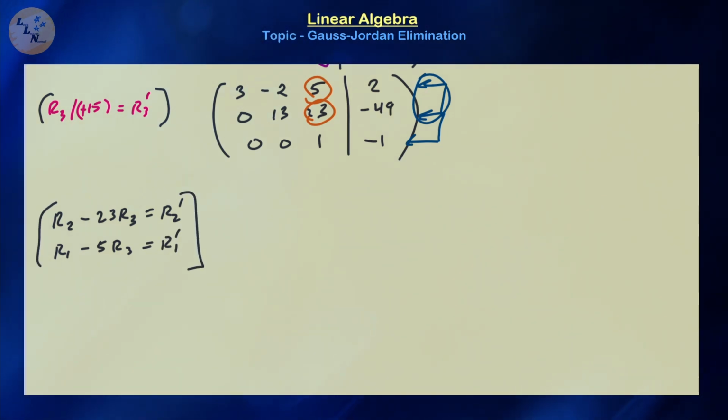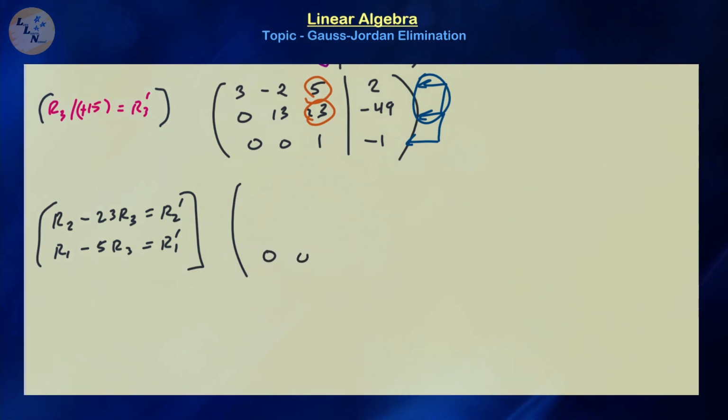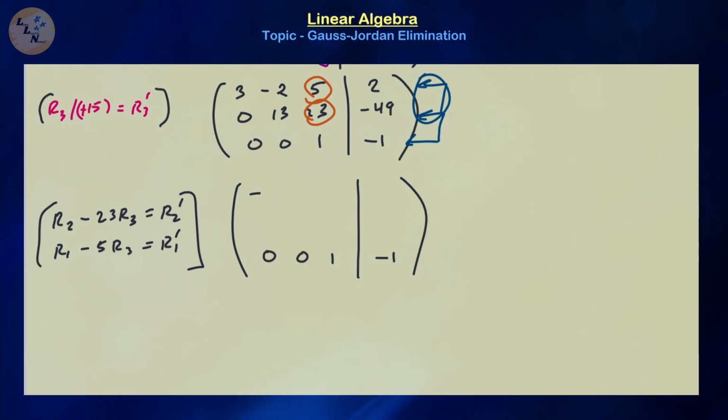So you may want to pause the video and see what that is going to come out to. So the last row is going to remain fixed. And then we're going to have 3, minus 2, 0, minus 7, 0, minus 13, 0, and 26.